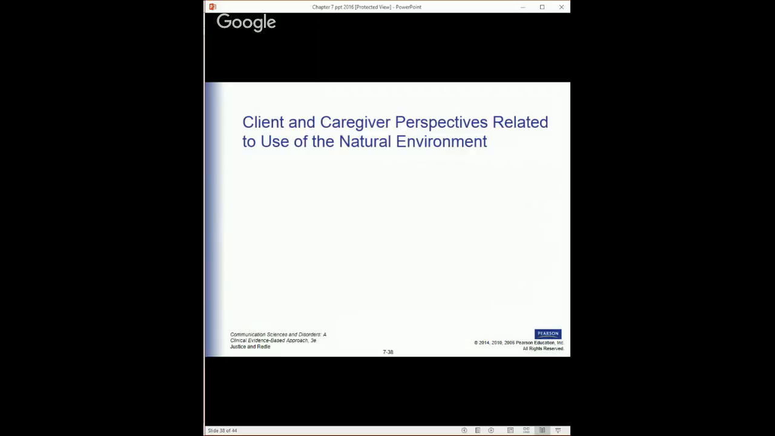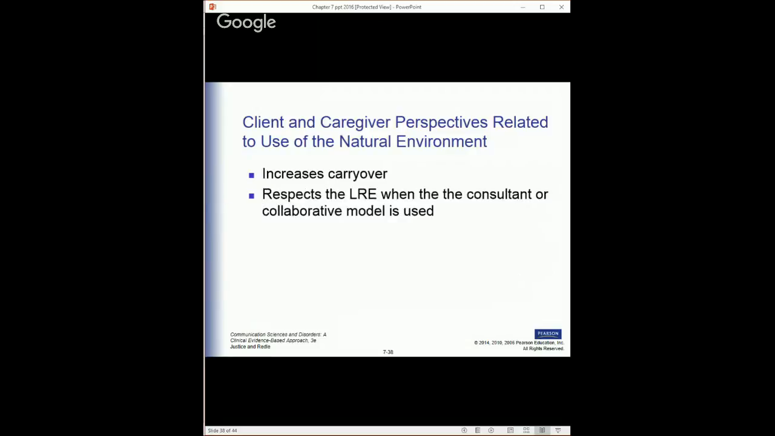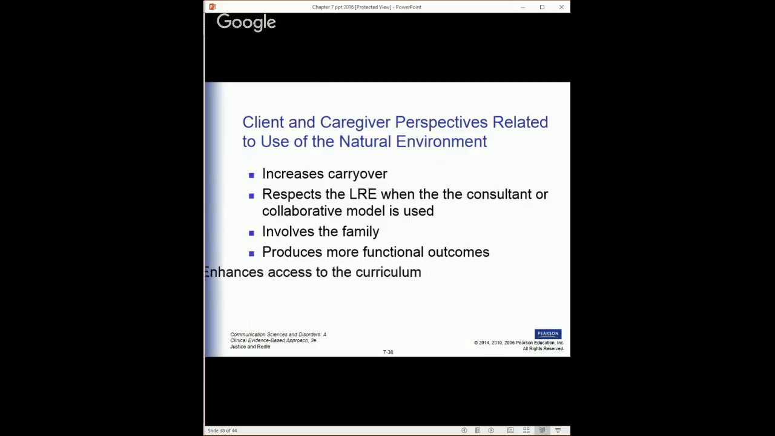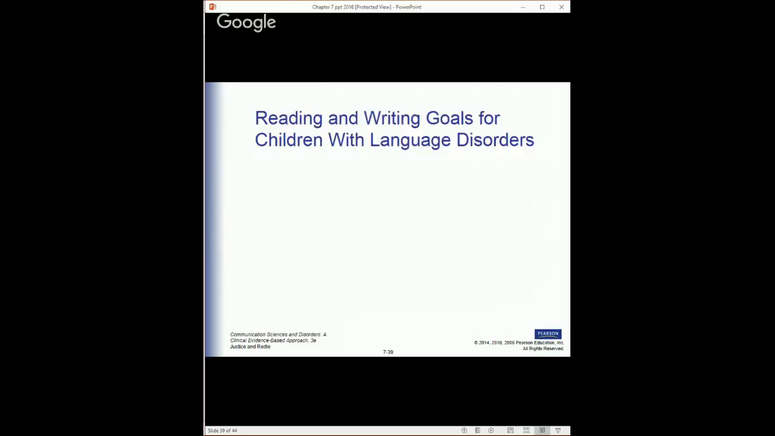Client and caregiver perspectives related to use of the natural environment. The reasons why the natural environment is considered to be the best setting: it increases carryover. It respects the least restrictive environment, or the LRE, when the consultant or collaborative model is used. It involves the family. It produces more functional outcomes, and it enhances access to the curriculum. It increases discourse skills.